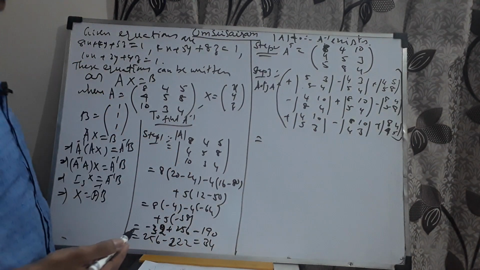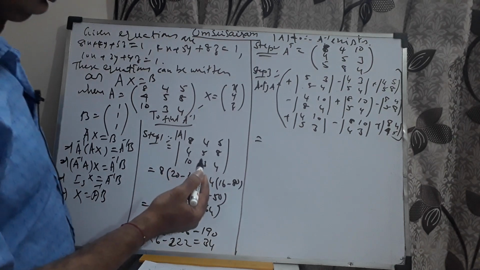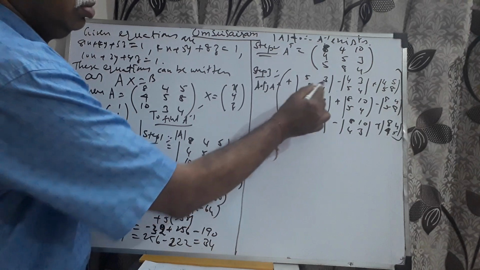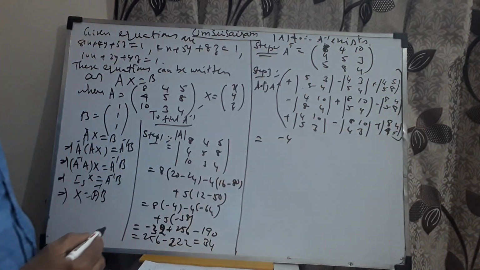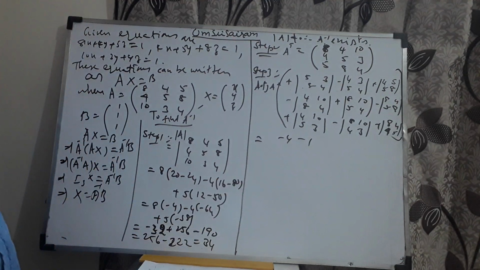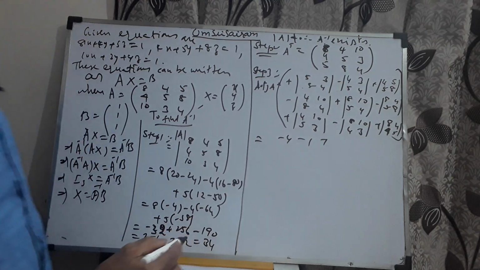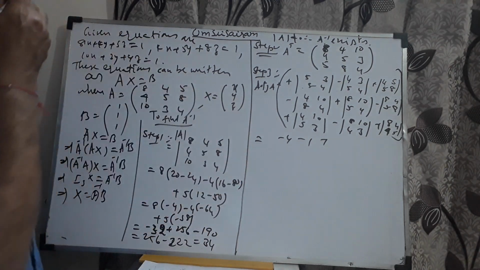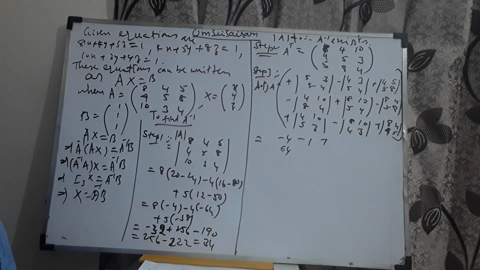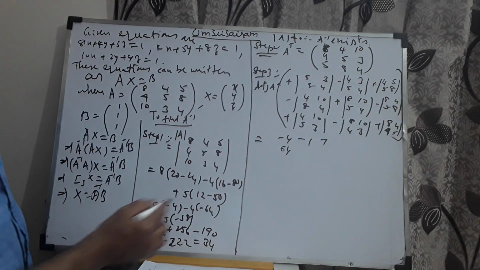Now while you simplify, 20 minus 24 will be minus 4. Here 16 minus 15, there is a minus sign, minus 1. Here 32 minus 25 plus 7. Then here of course 16 minus 80, this will be plus 64. Then 32 minus 50, this will be minus 18.